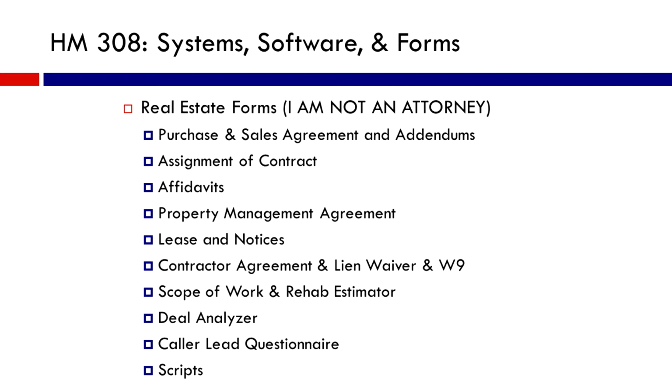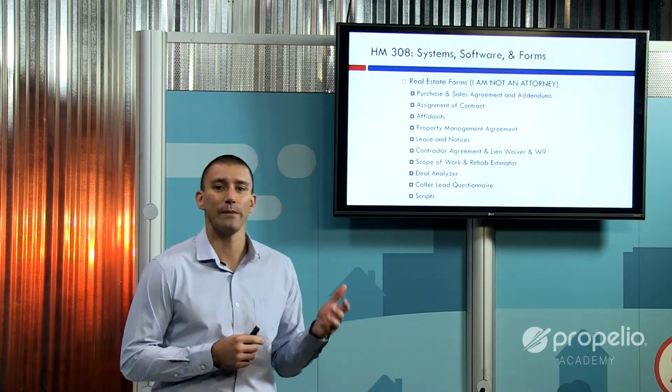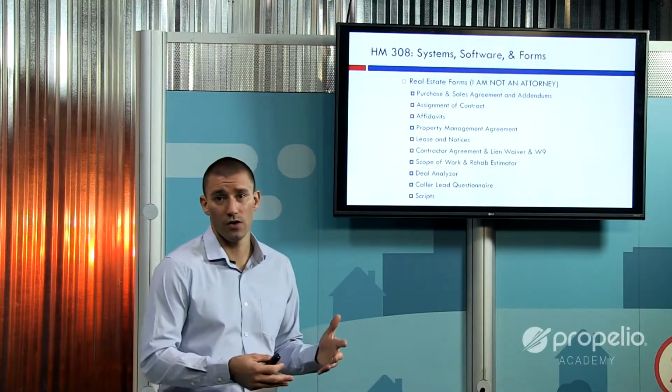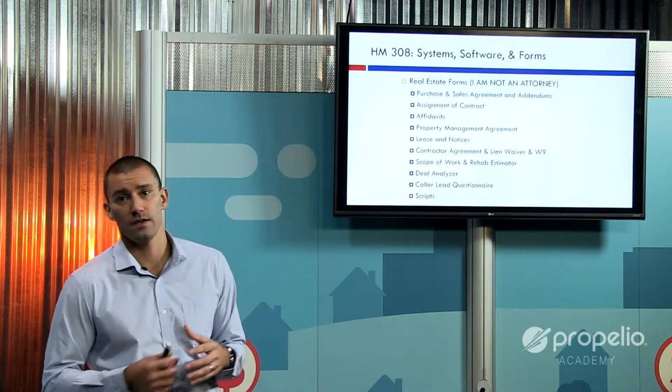So go out and get a purchase and sale agreement, right? If you're working with a realtor, you can get a TREC contract. You can familiarize yourself with assignment of contract and appropriate affidavits, like the affidavit of heirship and affidavit of memorandum. There are different types of affidavits you should familiarize yourself with. Property management agreements, leases and notices. Make sure to familiarize yourself with those.